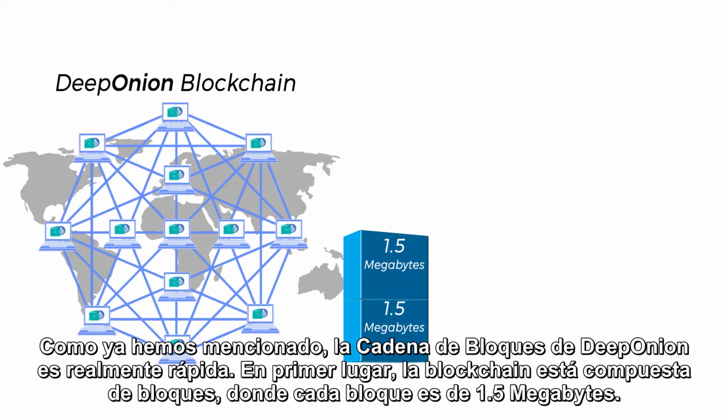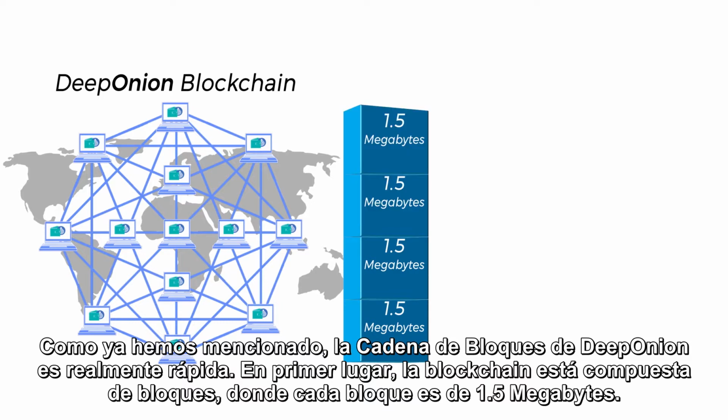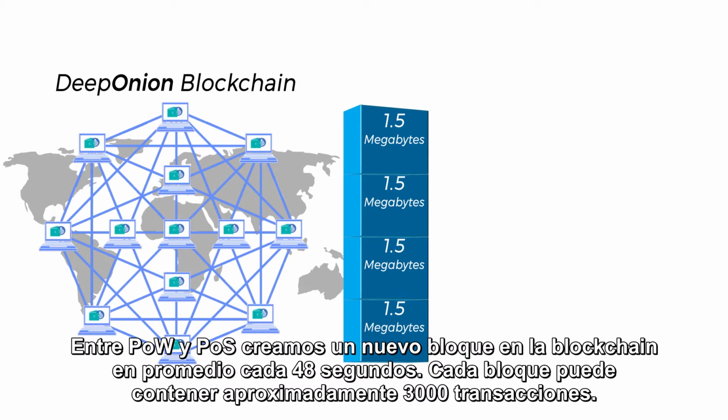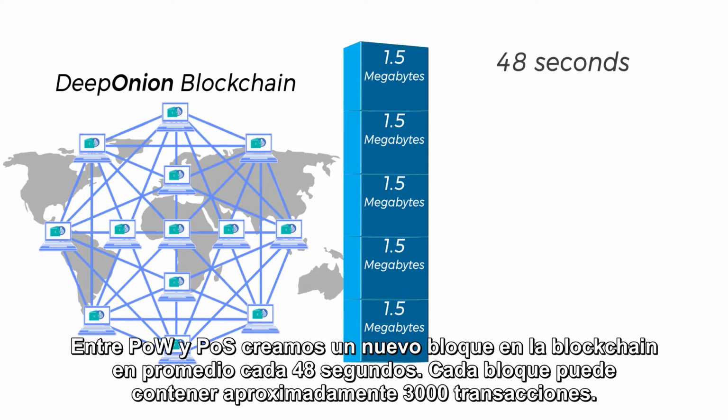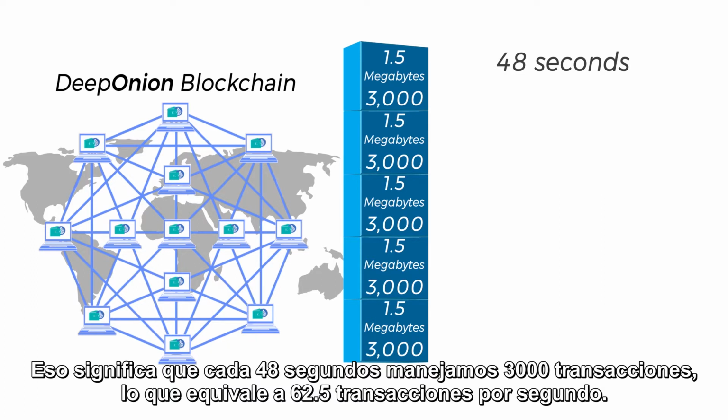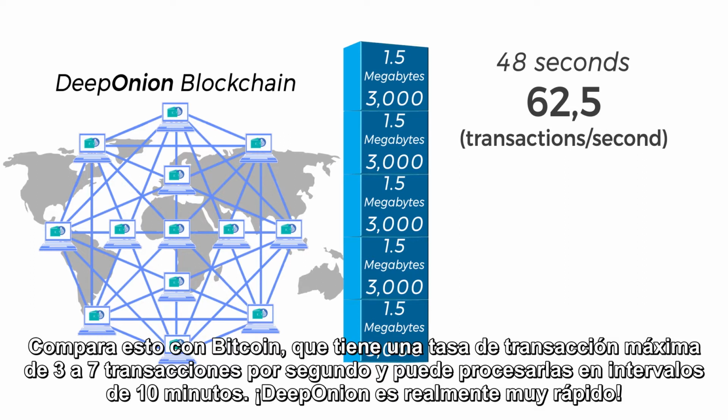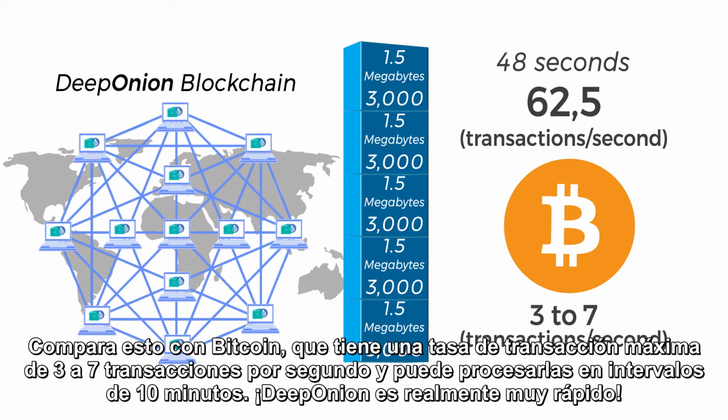First, the blockchain is made up of blocks. Each block is 1.5 megabytes. Between proof of work and proof of stake, we create a new block on the blockchain on average every 48 seconds. Each block can hold about 3,000 transactions. So, that means every 48 seconds we are handling 3,000 transactions, which works out to be 62.5 transactions a second. Compare that to Bitcoin, which has a maximum transaction rate of 3 to 7 transactions a second and can process them in 10-minute intervals. DeepOnion is really, really fast.